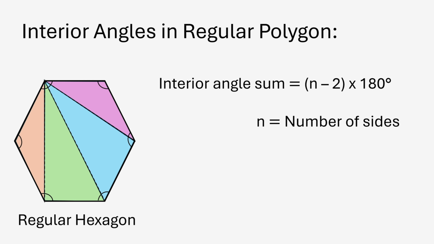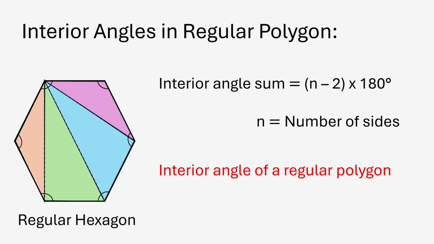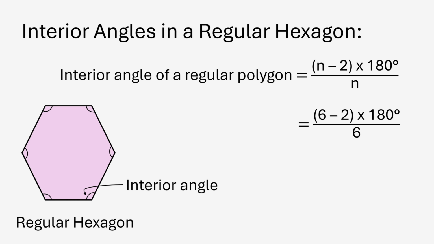Each triangle has an angle sum of 180 degrees. So the total interior angle sum is 4 times 180 degrees. Because this is a regular polygon, all interior angles are equal. To find each interior angle, divide the interior angle sum by the number of angles, which is also 6. So the interior angle of a regular hexagon is (6 minus 2) multiplied by 180 degrees and then divided by 6, which simplifies to 120 degrees.